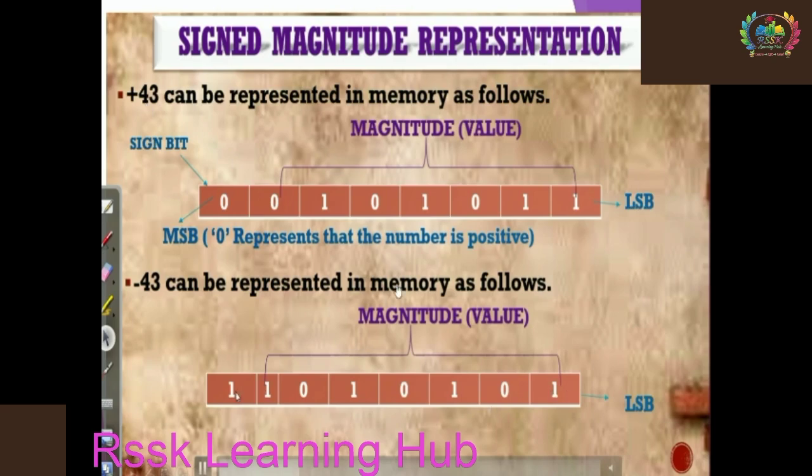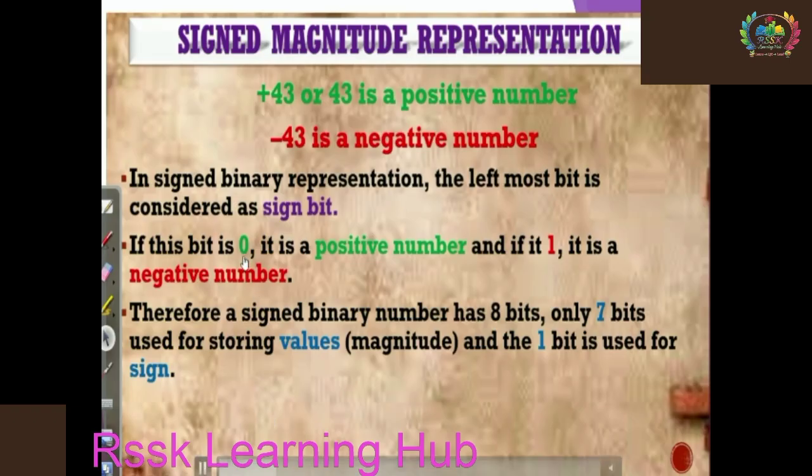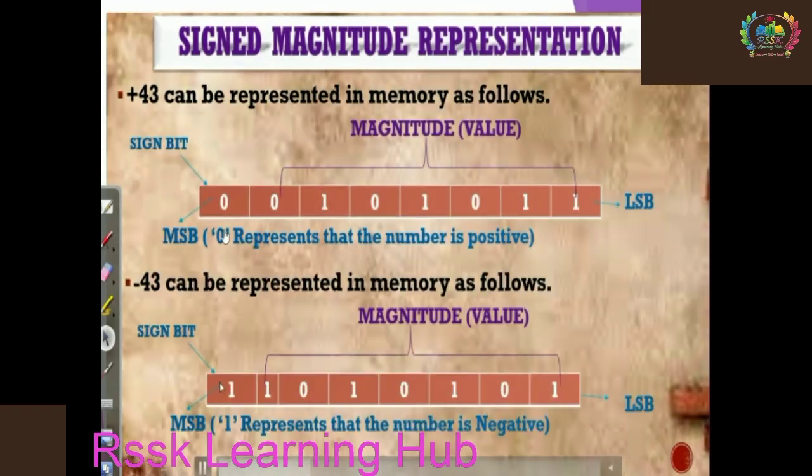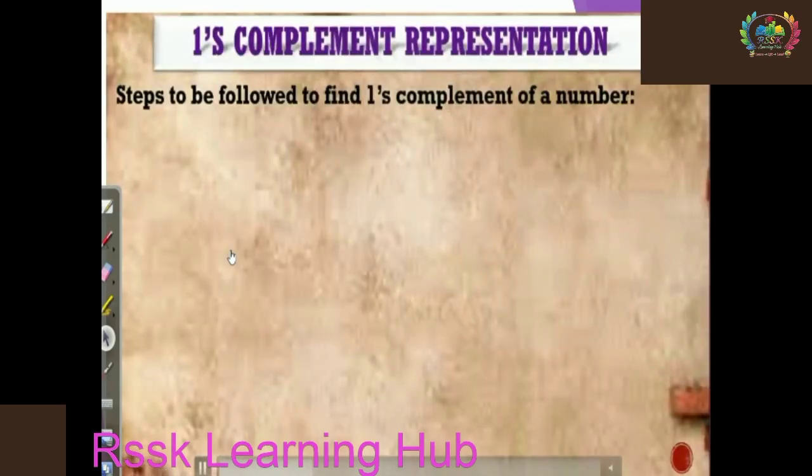Now coming to the same example. I am giving the value for 43. Here the magnitude of the value is specified in these 7 bits. In the MSB, I have indicated 1. So what does 1 represent? It is negative. I told you before that 0 means positive and 1 means negative. The same thing we are showing here. Here the MSB value is 0, so it is plus 43. Here the MSB value is 1, and it is minus 43.